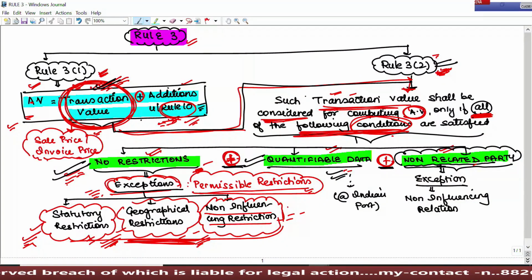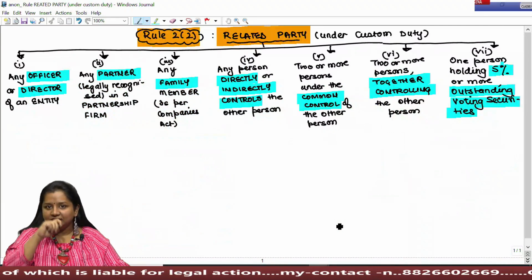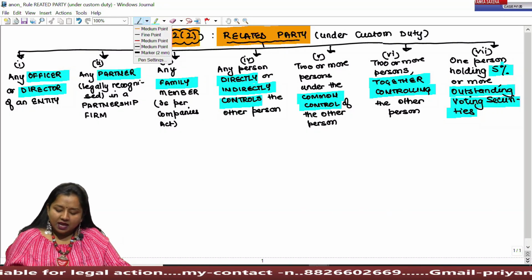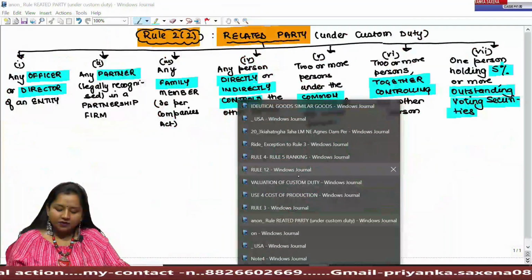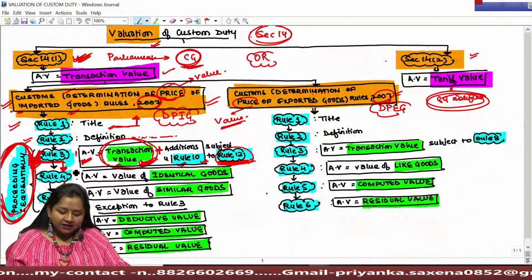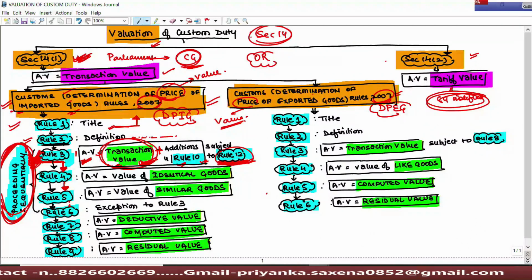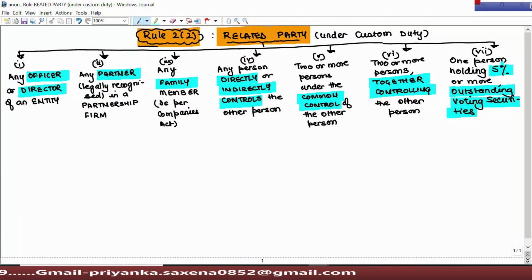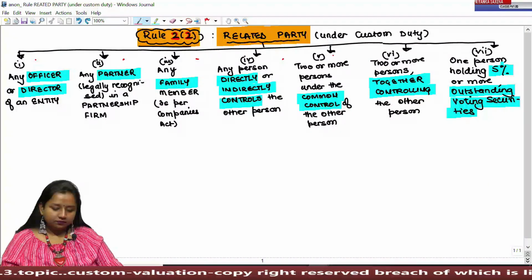But we have a doubt: who is a related party? For this purpose they have given a definition. The definition is given under Rule 2 sub-rule 2. As told in the initial stage, all the definitions of different terms used under these rules have been given under Rule 2, and on the basis of such definition we will decide who will be the related party for the purpose of customs.